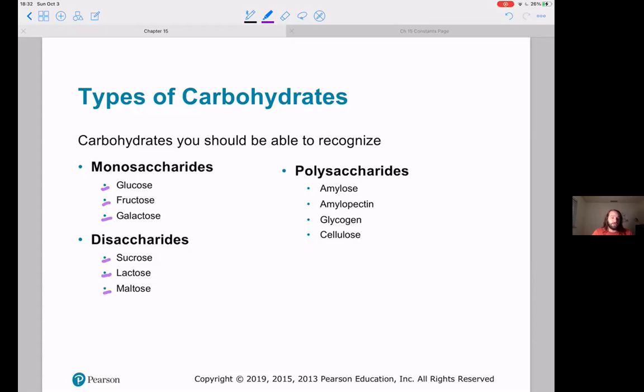So glucose, fructose, and galactose are monosaccharides; sucrose, lactose, and maltose are disaccharides. For polysaccharides, the four big ones we're going to talk about are amylose, amylopectin, glycogen, and cellulose. Those are the four big polysaccharides we'll cover. Way more exist than this list. There are way more monosaccharides, way more disaccharides, and even more polysaccharides than are listed here. These are just the main ones, the ones deemed the most important.